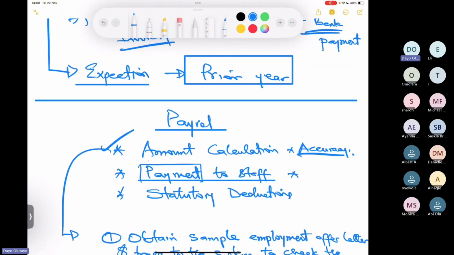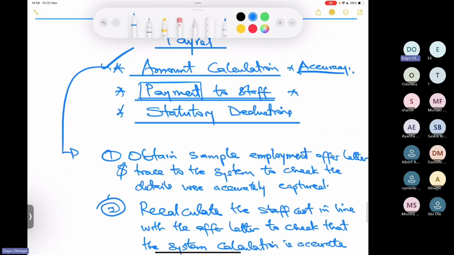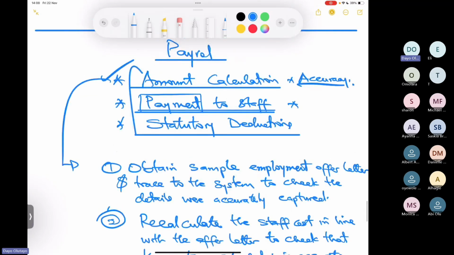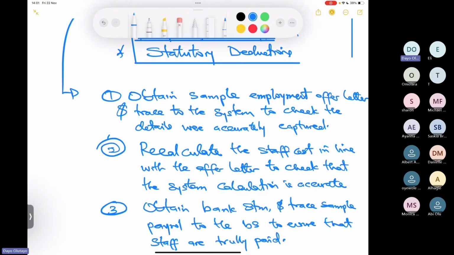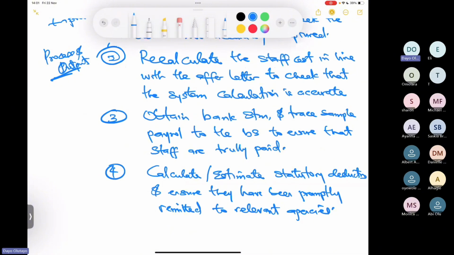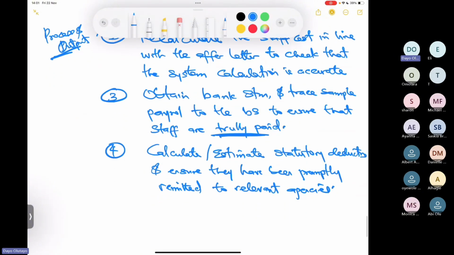Just three things. Think of the amount, think about payment to the staff, and think of statutory deductions. Once you see payroll like this, you will not struggle to come up with relevant procedures. For accuracy alone, you are talking about whether the system has the right input. This is about the input, and this is about the process and output. So you are checking all of that with the system. Then once you've checked that, you are checking whether staff are truly paid. And likewise, that statutory deductions are remitted promptly, because that can create problems for the company. And that's it for payroll.